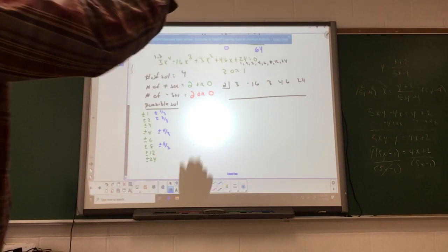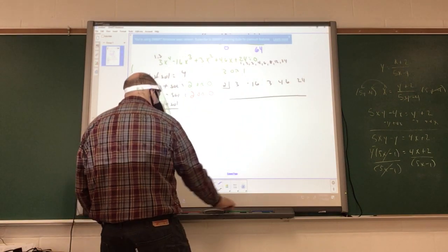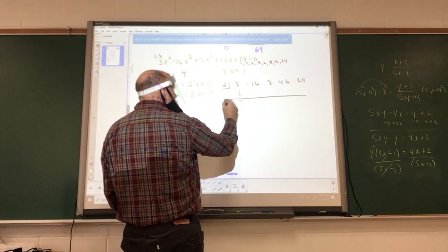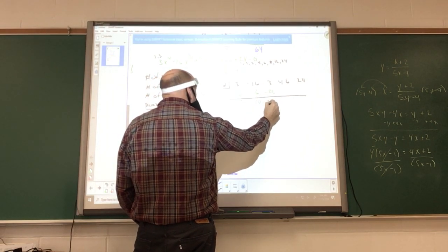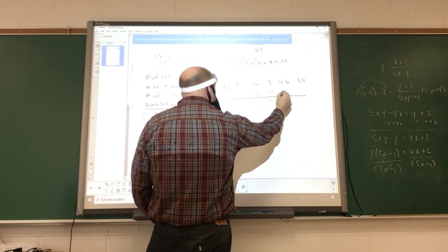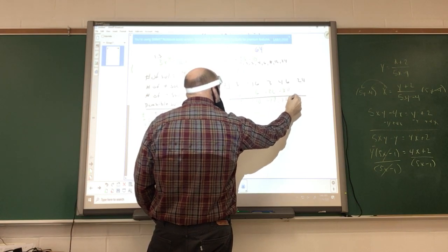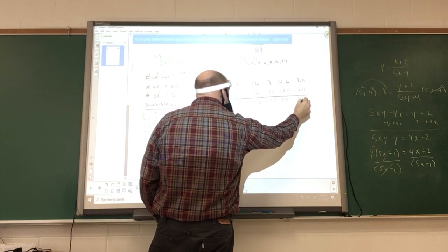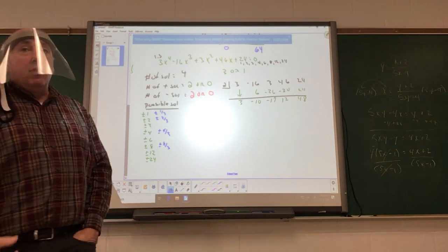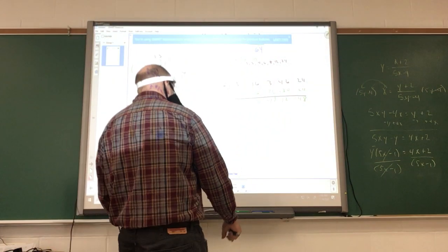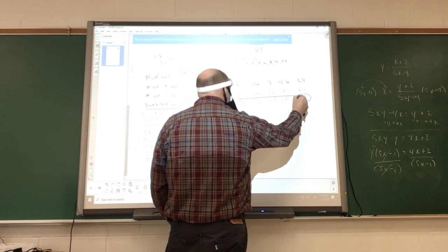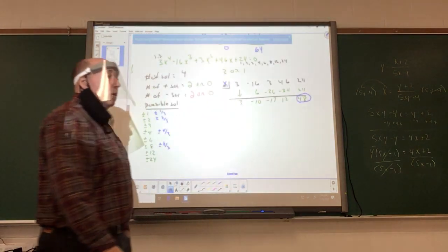So subbing it in, just run it through. 3, 6, negative 10, negative 20, negative 17, negative 34, 12, 24, 48. So the value of our polynomial at the value of 2 is 48. It's not equal to 0. So this does not work. Because we have 48 here for 2, does not work.